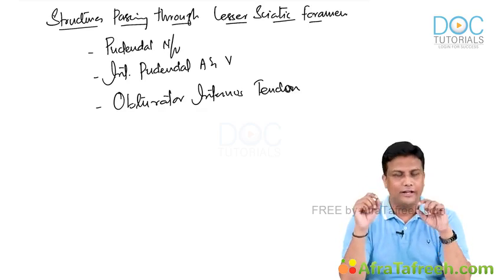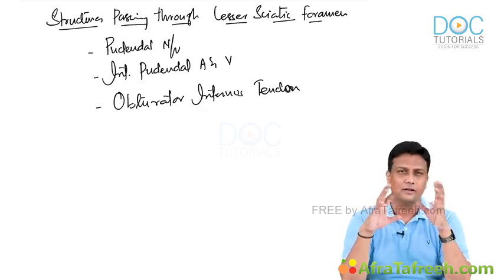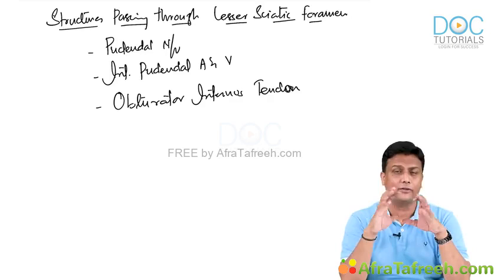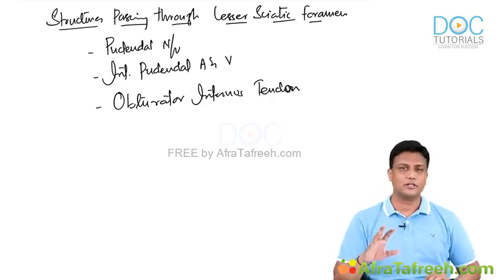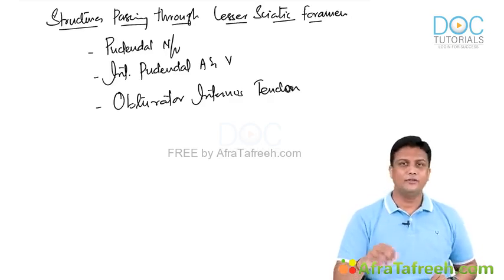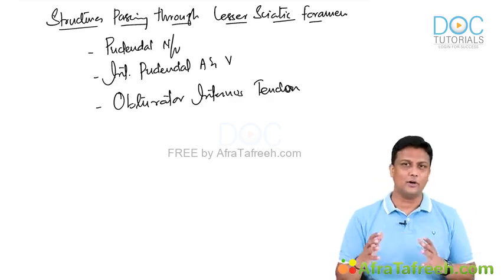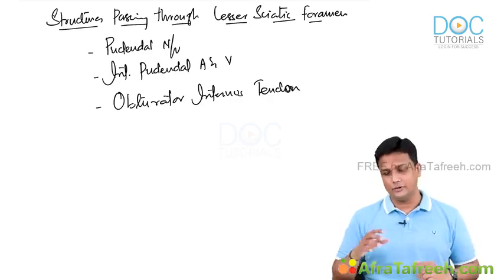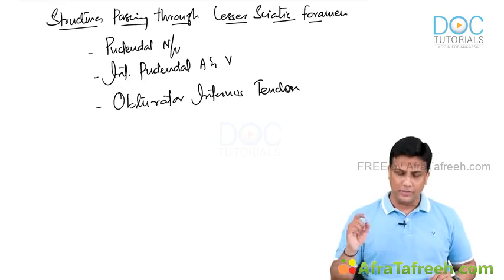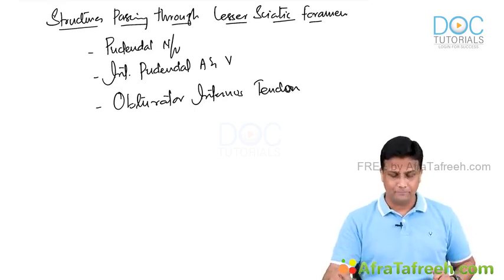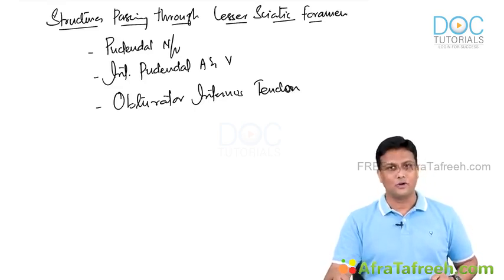So this is how we can make the topic of structures passing through greater and lesser sciatic foramen very much easy. All those structures we can learn easily once you have learned about the gluteal region. So follow in the same order, learn the gluteal region, then you learn about these structures passing. I hope this is making some sense over here, guys. Okay, so that's all. This completes the topic here. Done.